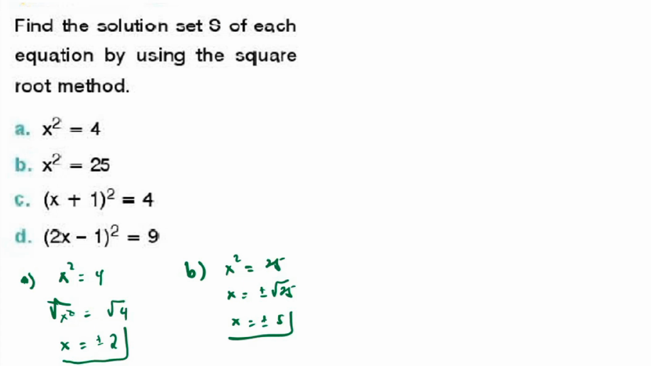Now for letter C, we have the quantity x plus 1 squared equals 4. Taking the roots, we take the square root of this and we take the square root of 4. Therefore, the 2 there will be cancelled. I have x plus 1 equals plus and minus the square root of 4. All right, and then we will solve this first. We have x plus 1 equals plus and minus 2.